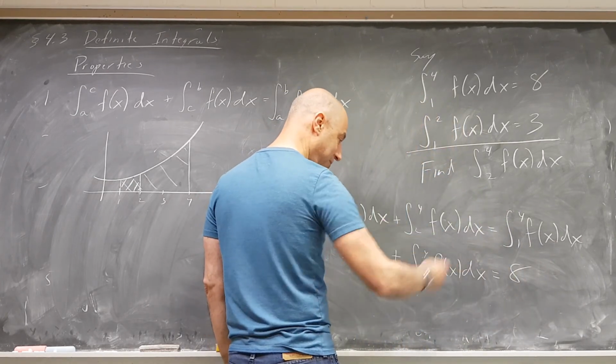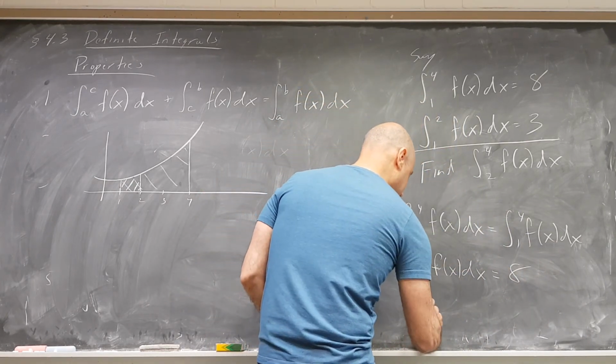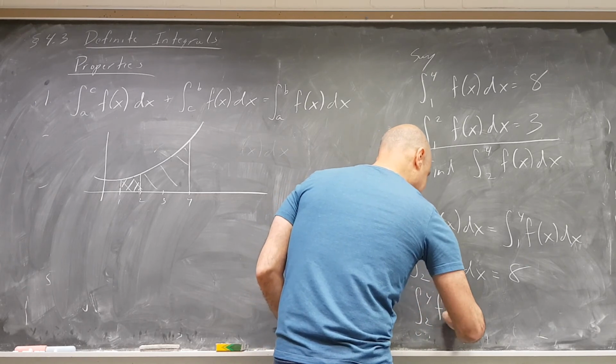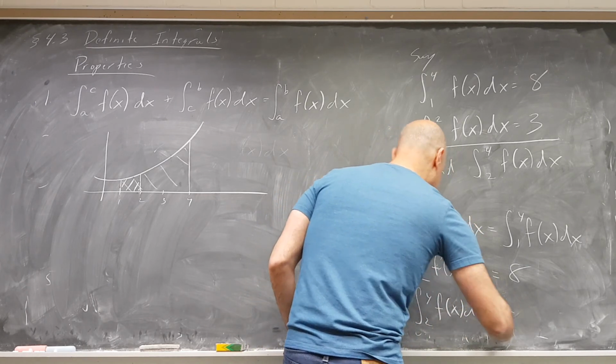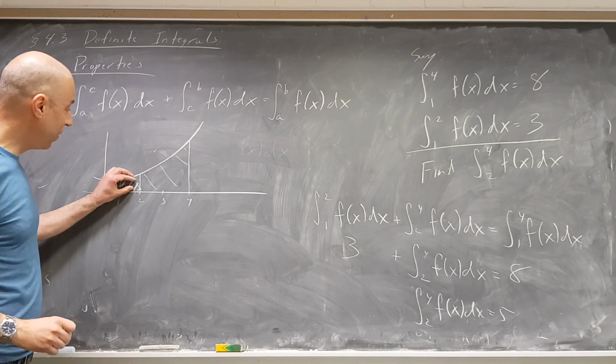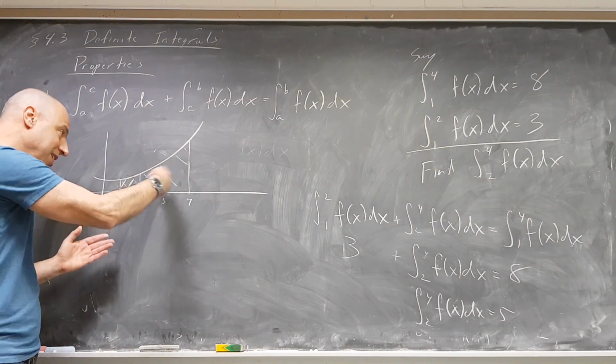3 plus this equals 8. Subtract 3 from both sides. The integral from 2 to 4 of f of x dx equals 5. If the area of this little region equals 3 and the area of the whole thing is 8, this has got to be 5.